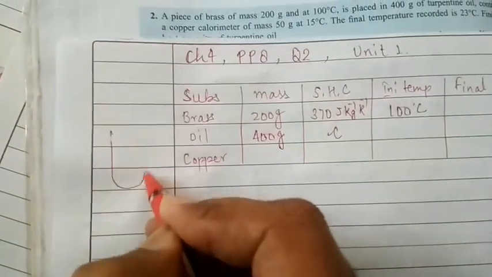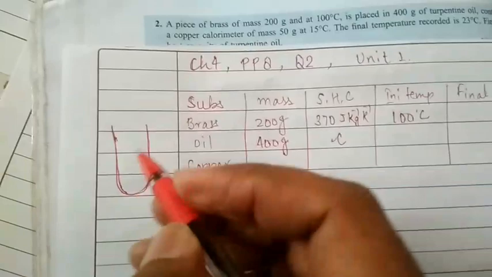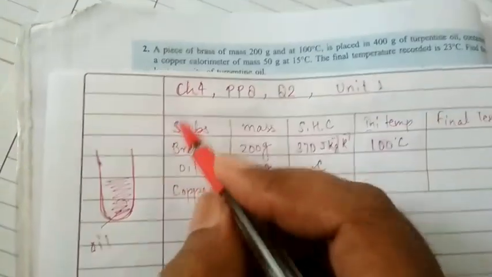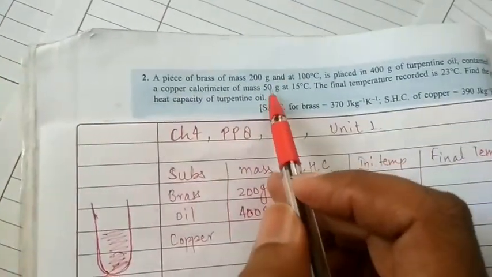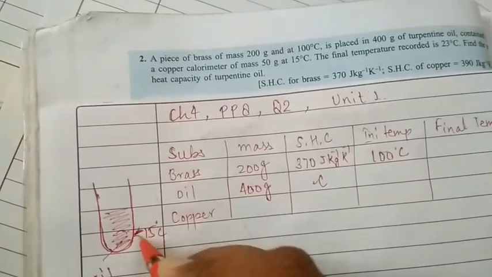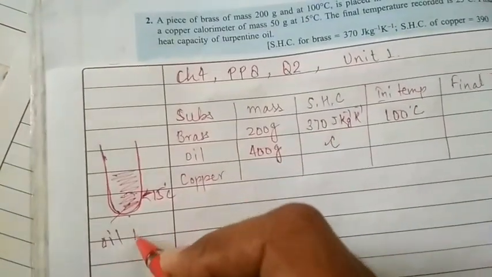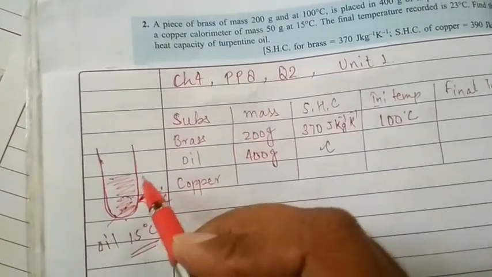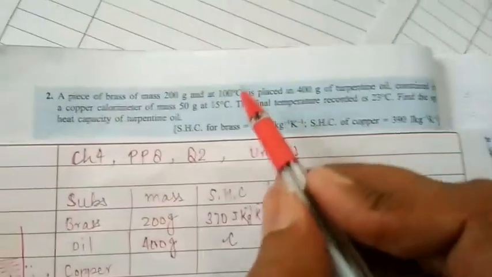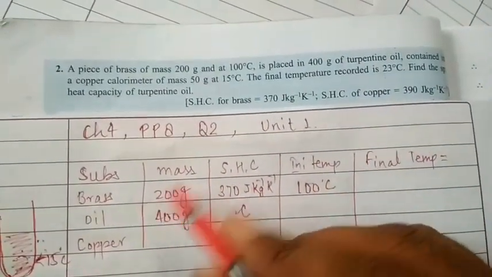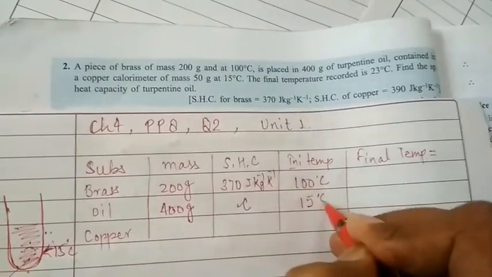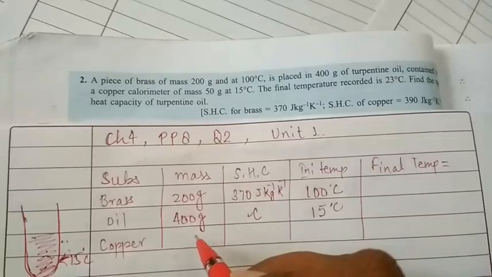See here, suppose this is a copper calorimeter in which turpentine oil is there. The calorimeter is at 15 degrees Celsius. So what is in there? Oil. So the oil will also be at 15 degrees Celsius. I have already told you that the calorimeter and the substance contained in it both have the same temperature. That is why only one is given. So we can say that the oil contained in the calorimeter has the initial temperature 15 degrees Celsius.